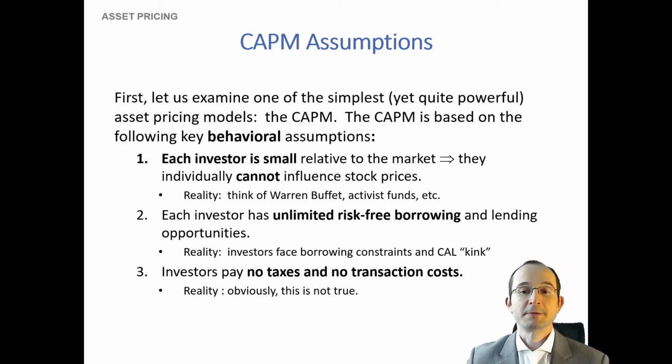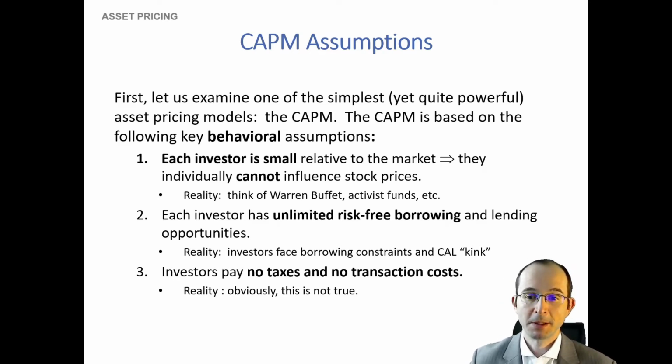So to prove that single index model relation more theoretically, we assume several things. First of all, that each investor is small relative to the market. In other words, they can't individually influence stock prices and must take them as they are.